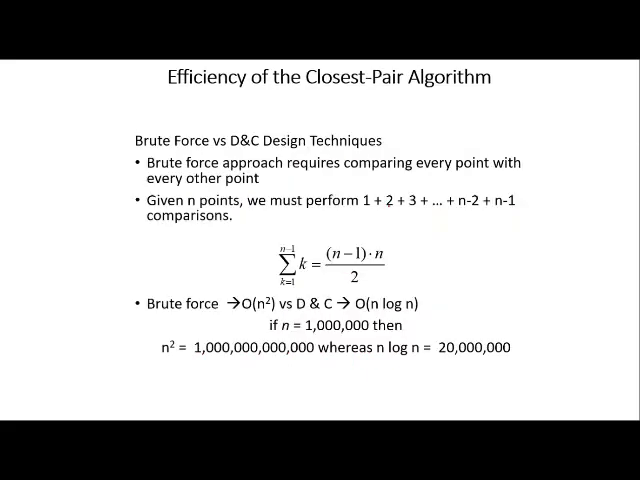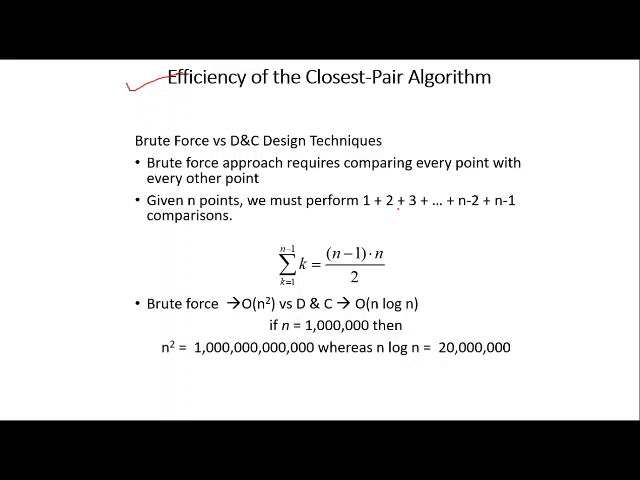To make it more interesting, let us compare the same problem, called closest pair, but in terms of solutions and design technique, we have two different implementations: one using brute force, another one using divide and conquer. We can see in the comparison that the brute force approach requires comparing every point with every other point. So let's say we have 10 points, we have to compare each with the other 10, because in order to get the distance metric, we need to compare n times n.